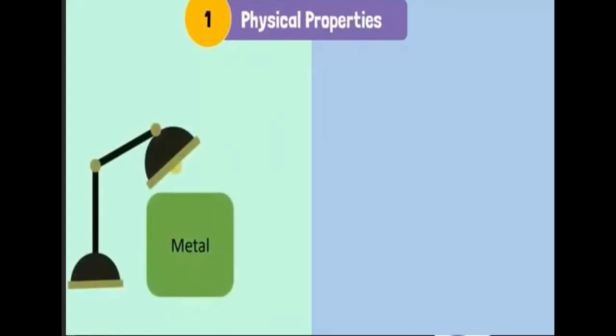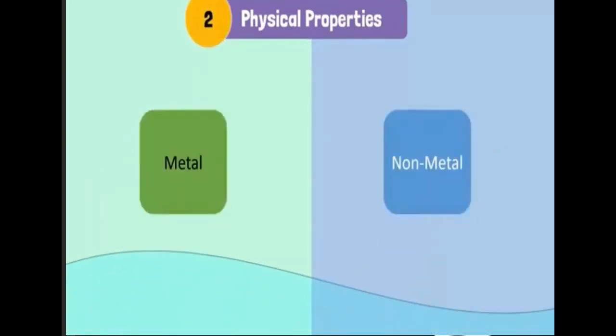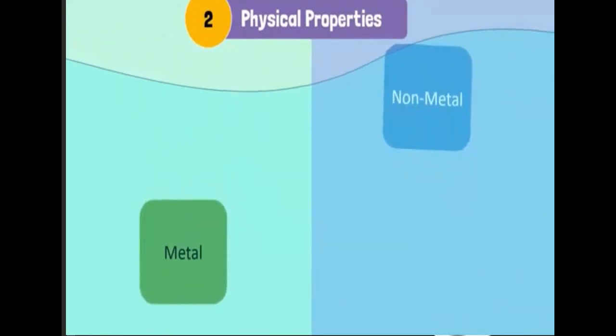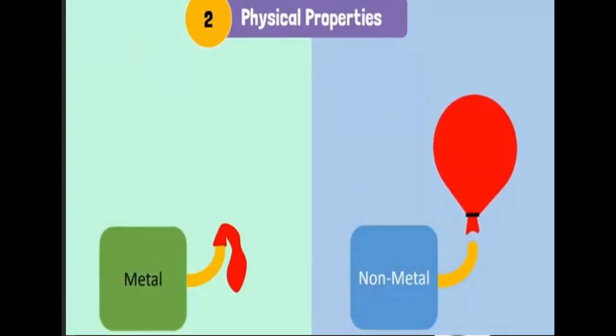The first difference is, metals can reflect light very well. This is why they look shiny and lustrous. Non-metals, however, are dull. They are not very good at reflecting light. Another difference is that metals don't float in water generally, but non-metals do. This is because most metals are heavier than water, while most non-metals are lighter. This is why we fill balloons with non-metals rather than metals.